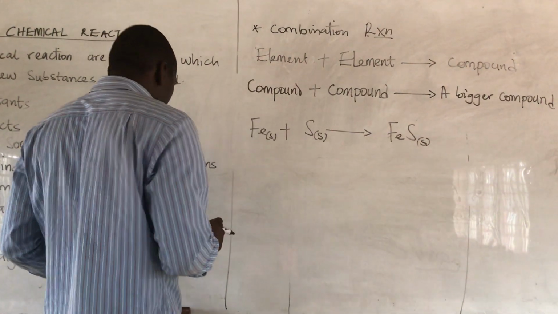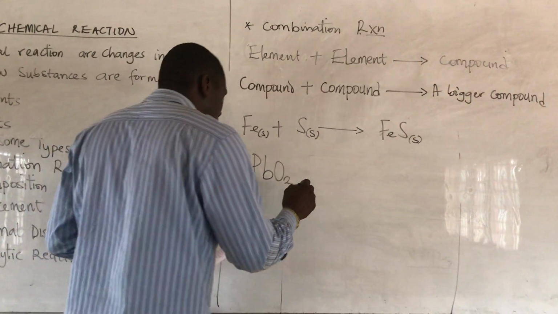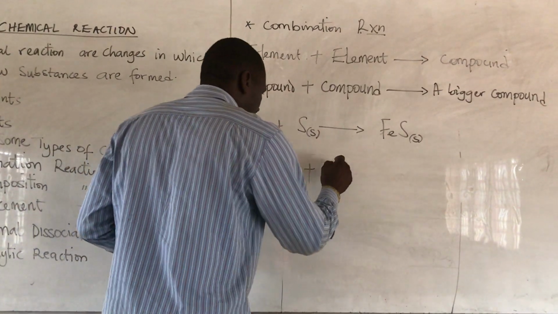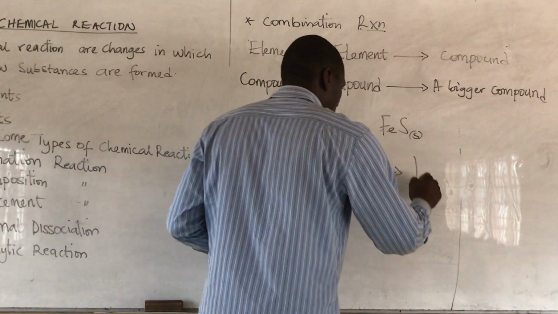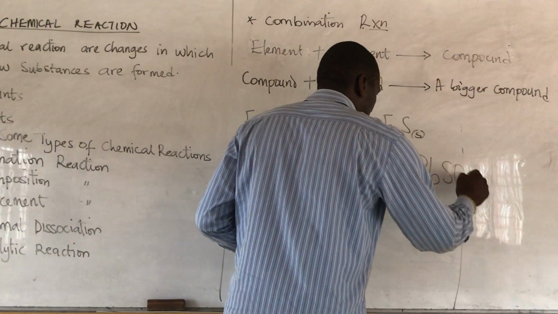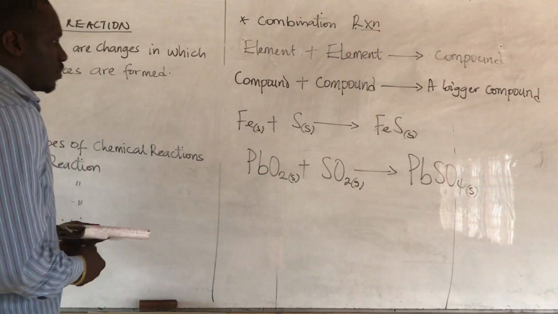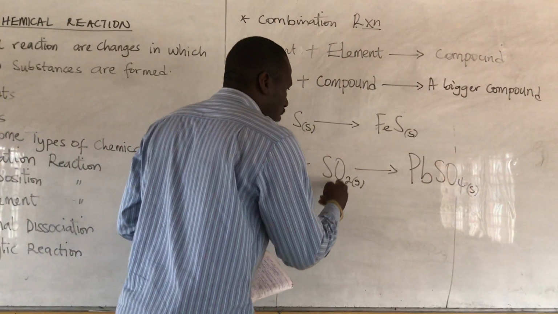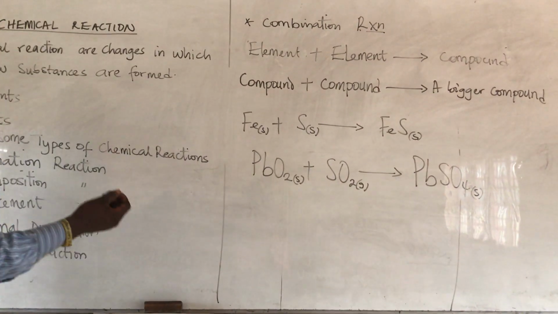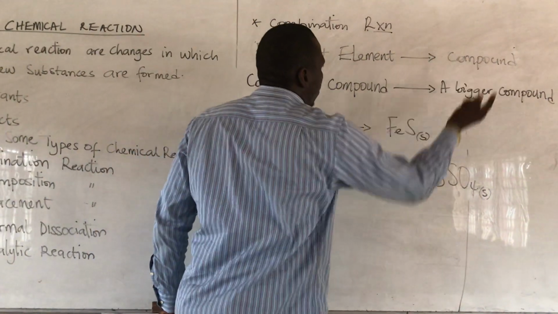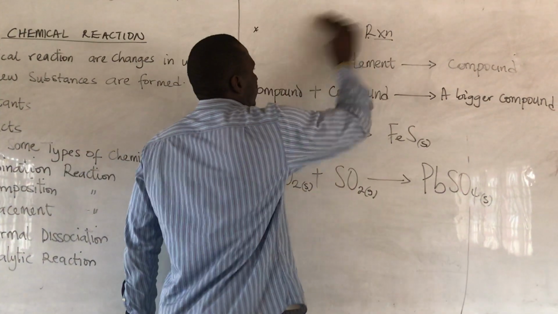Let's see an example of compounds combining together. Lead 2 oxide plus sulfur 4 oxide to give us lead 2 tetraoxosulfate 6. Compound plus compound to give us a bigger compound. Note, keyword, they form a single compound.